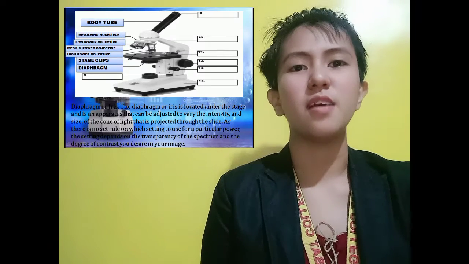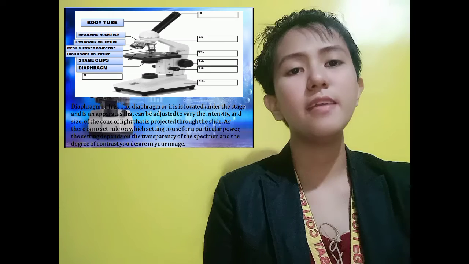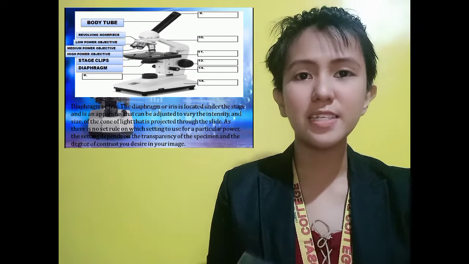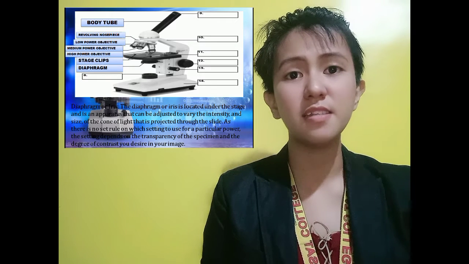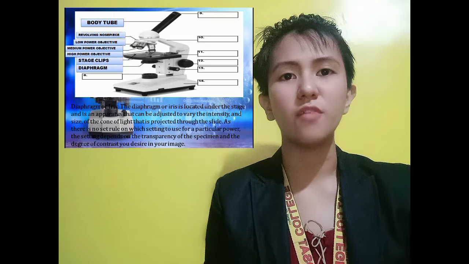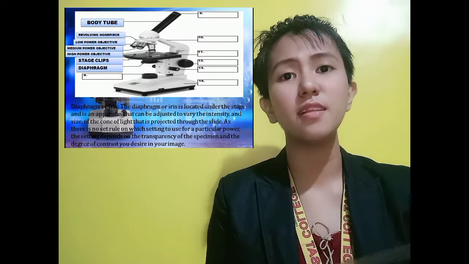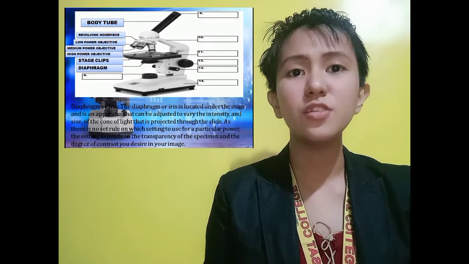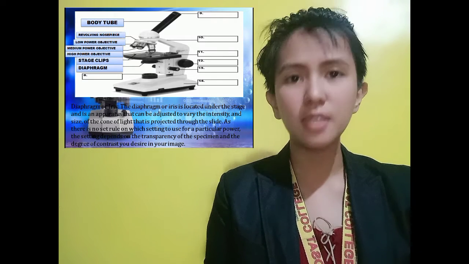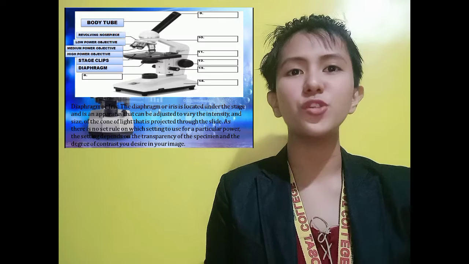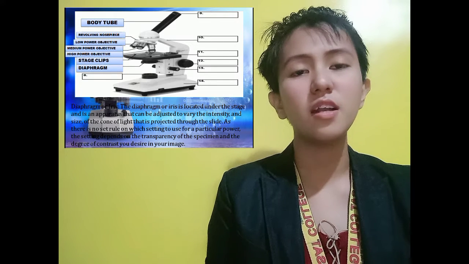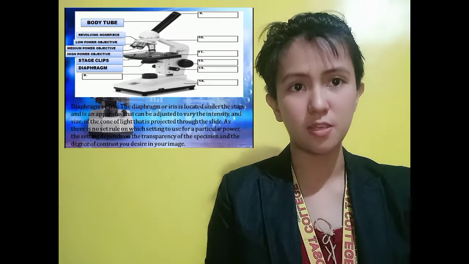So, next is the diaphragm or iris. The diaphragm or iris is located under the stage and is an apparatus that can be adjusted to vary the intensity and size of the cone of light that is projected through the slides, as there is no set rule on which setting to use for a particular power. The setting depends on the transparency of the specimen and the degree of contrast you desire in your image.